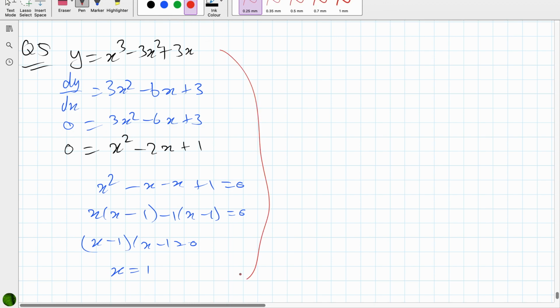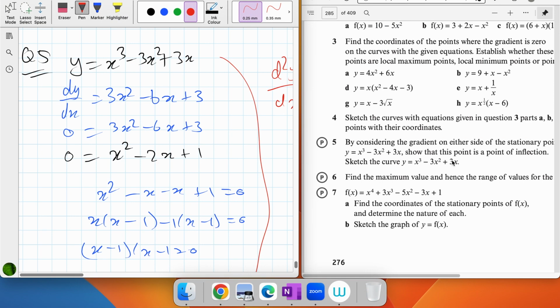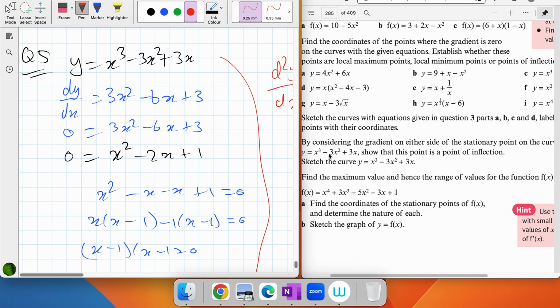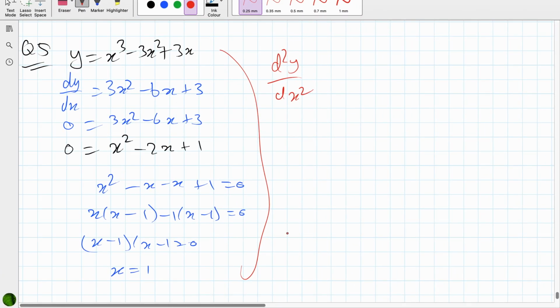Our conventional method was to go for d square y over dx square, but in this question particularly the examiner is asking you to show that the point is a point of inflection by considering the gradient on either side. The turning point is x equals 1. For the gradient on either side, on the right hand side let me choose 2, and on the left hand side let me choose 0. 0 is to the left of 1 and 2 is to the right of 1.